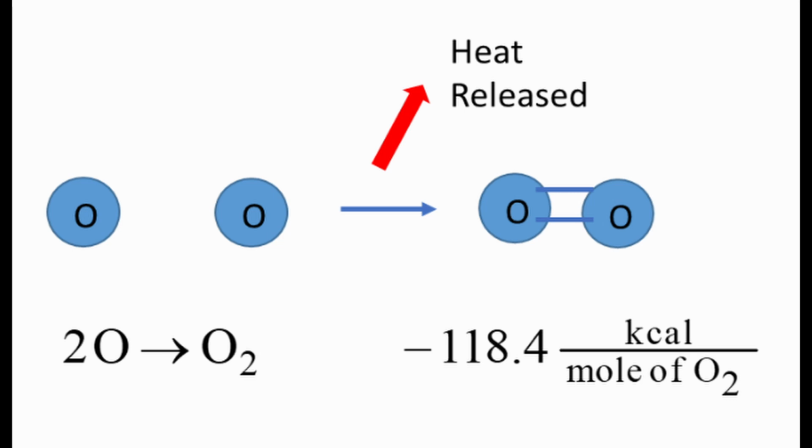If 2 moles of free oxygen atoms react, and pairs of atoms of the group bond to form 1 mole of oxygen gas molecules, O2, 118.4 kilocalories of heat is released. The 1 mole of oxygen molecules contains 118.4 kilocalories less energy than the 2 moles of free oxygen atoms had. The enthalpy change is negative 118.4 kcals.